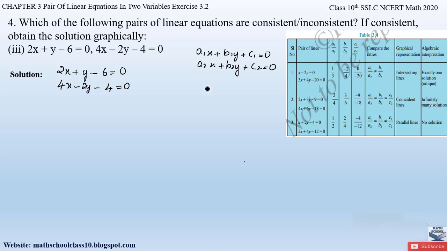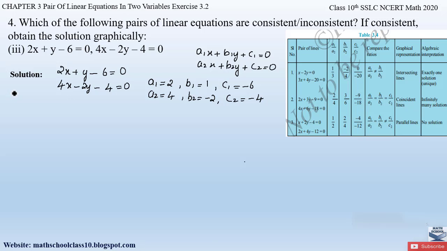Now let us find out a1, b1 and c1 from the first equation. a1, that is the coefficient of x from the first equation, is 2, b1, the coefficient of y, is 1, and c1, the constant, is minus 6. Similarly, a2 from the second equation, that is the coefficient of x, is 4, b2, the coefficient of y, is minus 2 and c2, the constant from equation 2, is minus 4.